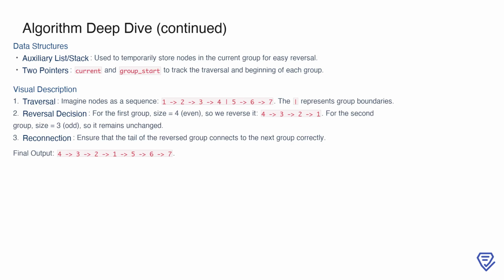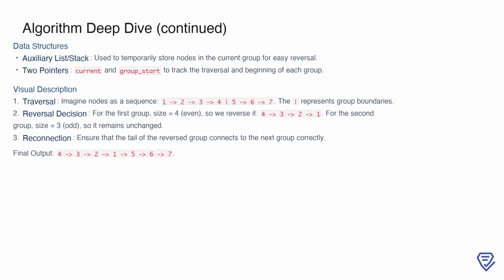The auxiliary list or stack is used to temporarily store nodes from the current group, which simplifies the reversal process by allowing us to access nodes in reverse order. We also use two pointers, current to iterate through the list, and group_start to mark the beginning of the current group.